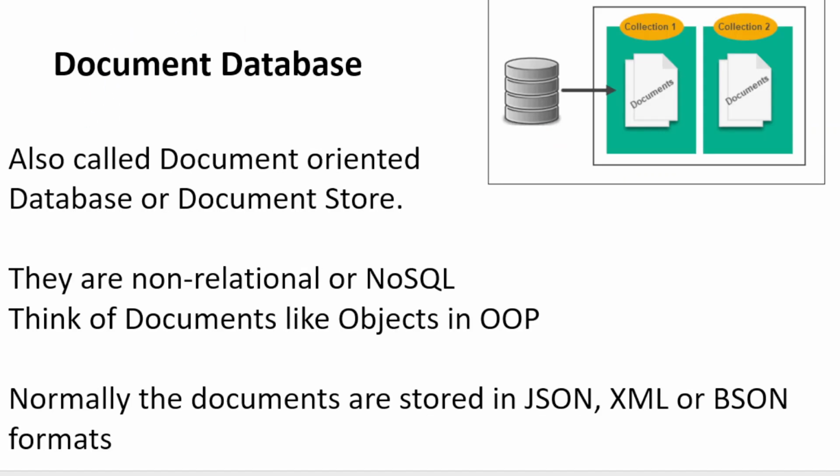And finally, we're going to look at document databases. A very popular version of this is MongoDB, which you may have heard of. Document databases are also called document-oriented databases or document stores. They are non-relational, or what's known as NoSQL. Think of documents like objects in OOP, an object-oriented program. That's what your documents are like. Normally, the documents are stored in JSON, XML, or BSON type formats.